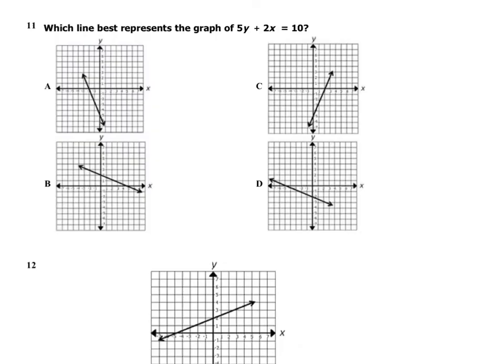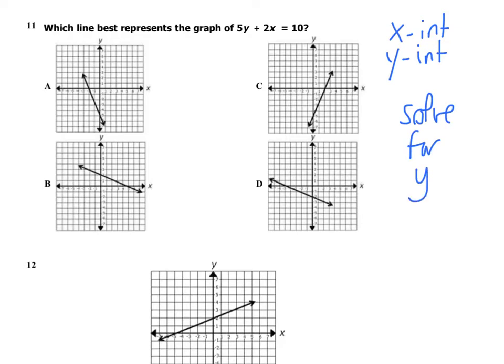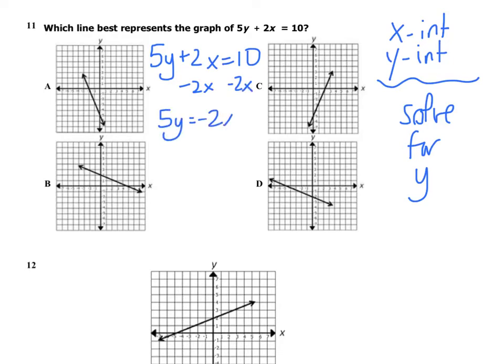Which line best represents the graph of 5y plus 2x equals 10? I can do a couple different things here. I could find x and y-intercepts, the x-intercept and the y-intercept. I could solve for y. Well, that's basically it, one of the two, okay? I'm going to solve for y. 5y plus 2x equals 10. Subtract our 2x from each side. 5y equals -2x plus 10.